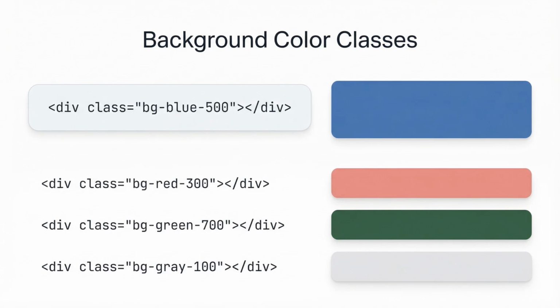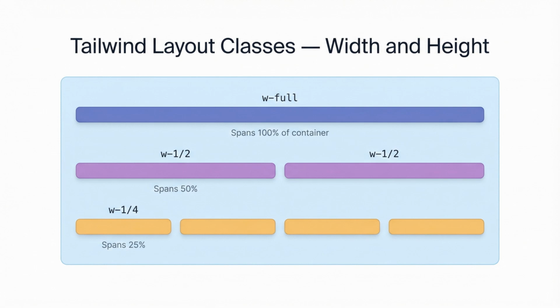To apply a background color in Tailwind, you use the bg prefix followed by the color and shade, just like text colors. So bg-blue-500 gives you a medium blue background, bg-red-300 gives a lighter red, and bg-green-700 gives a darker green. This consistent naming pattern across all property types is one of the things that makes Tailwind so easy to learn and remember. Now, let's talk about layout.